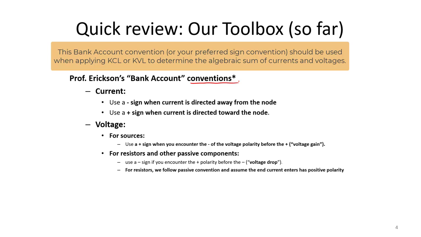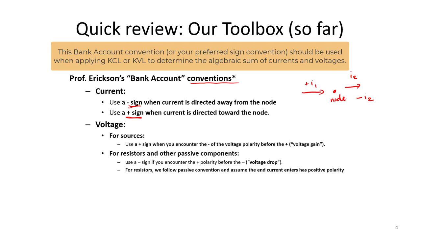So remember, what we do for current for the bank account convention is we use a positive sign if current is entering a node. So if we have current entering, that is money entering our bank account, it is positive. If we have current leaving our node, then we use a minus sign because money is leaving the bank account.